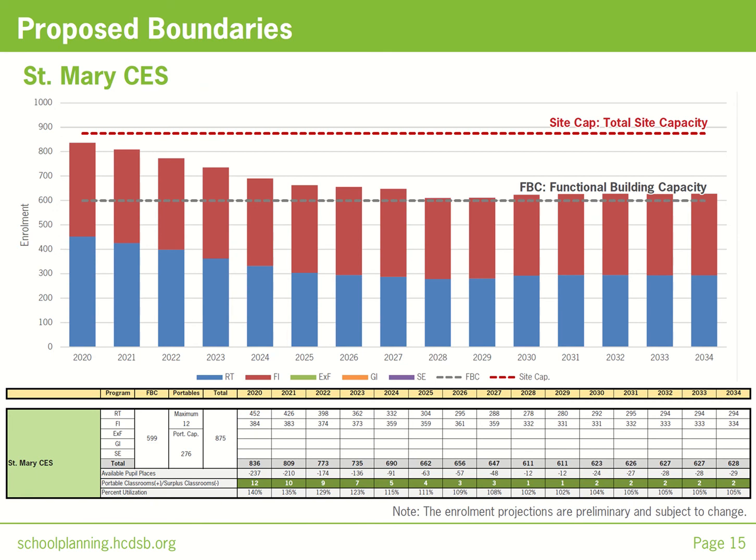As for the proposed boundaries, what it would do to the projections for St. Mary Catholic Elementary School, it would bring down the enrollment at the school towards a functional building capacity level, meaning that there would be less of a need to accommodate students in portables. We would still see portables, but over time, as you can see, it would be reduced to potentially just a few portables on site, which provides that a majority of the students will be housed in the actual bricks and mortar of the building.